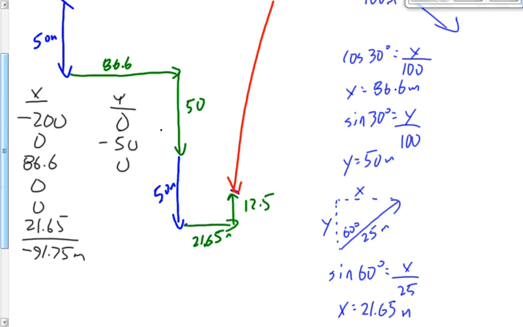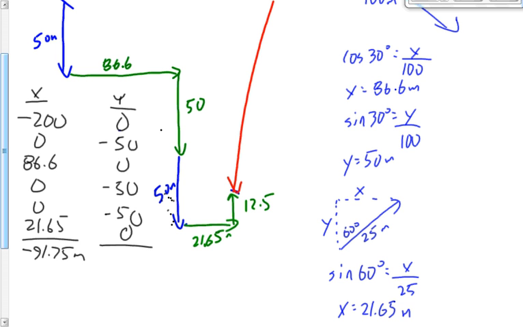The y component of the fourth one, Tara. Good. Negative 50. The fifth one, Ryan, the y component is negative 50. And the y component of the sixth one is what, Oliver? 0.